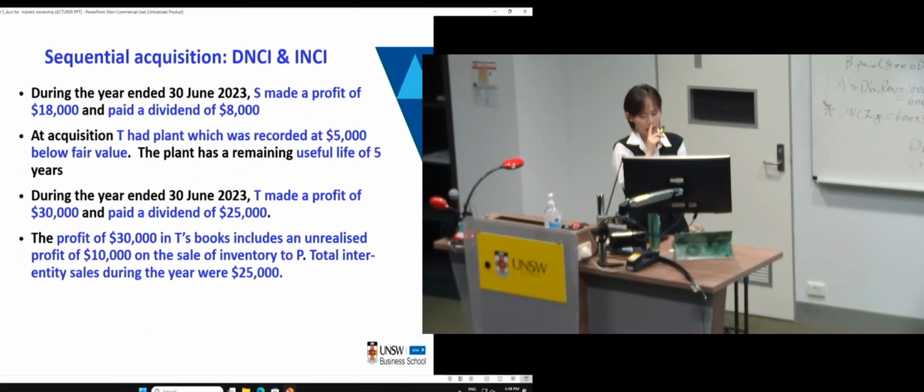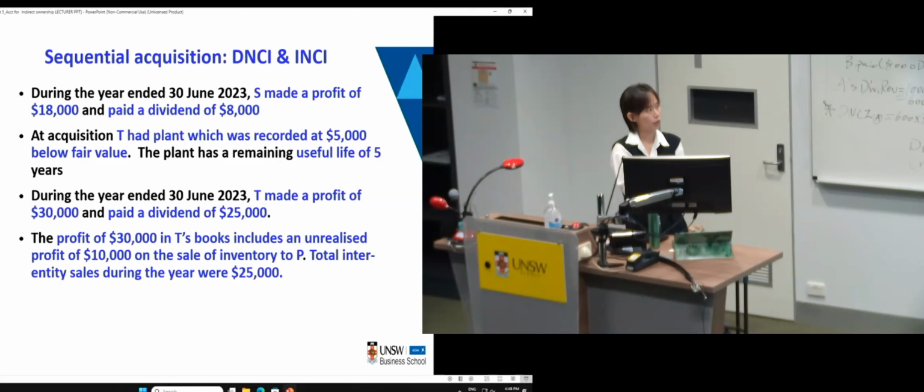All right, moving on to the final step, right? This is our final step. We are going to look at what happened in the current year that affects the equity balance of S and T. Now, start with S. S reported after-tax profit of 18,000 and paid 8,000 dividend. We're going to look at the dividend as part of a stage two entry because this is called an intra-group dividend, right? So we're going to look at it in the stage two entry.